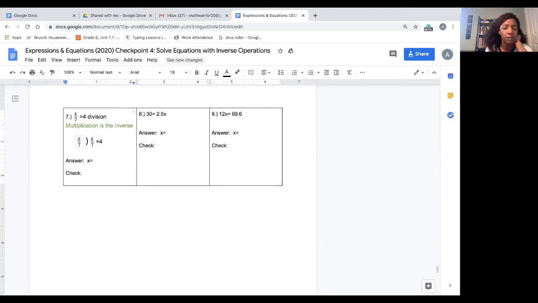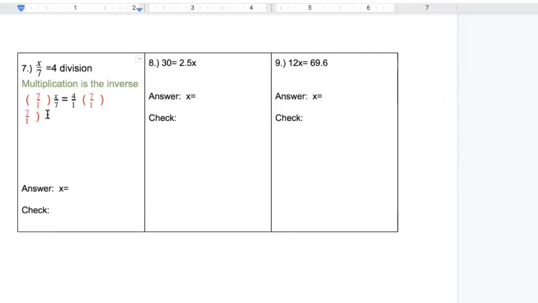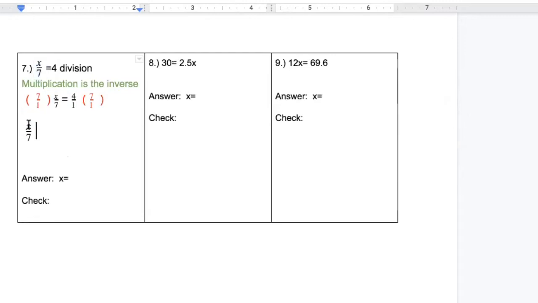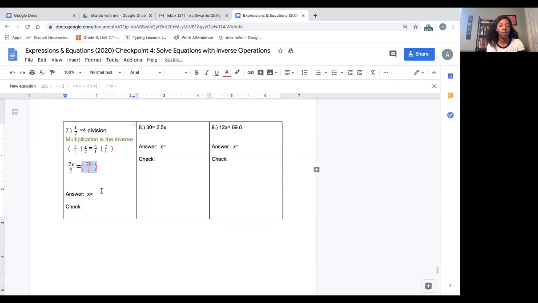over 7, which is 7 over 1, I know that 7 over 1 times 1 over 7 is going to give me 1x. And I know that 4 over 1 times 7 over 1 is going to give me 28 over 1. So my final answer is 28. I know that 7 divided by 7 is going to give me 1x, or just x. And 28 divided by 1 is going to give me 28.